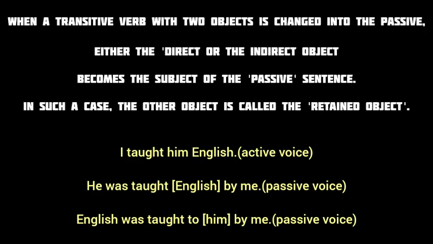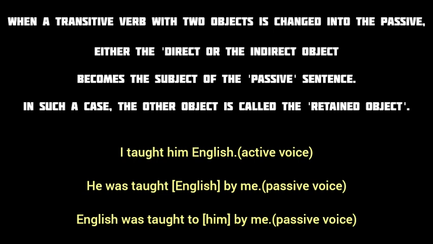But what is called the retained object in English grammar? Well, as I said earlier, some transitive verbs take two objects, and when such a transitive verb is changed into the passive voice, either the indirect or the direct object becomes the subject of the sentence. And whichever object becomes the subject of the sentence, the other object is called the retained object. In other words, if the indirect object becomes the subject of the sentence in passive voice, the direct object becomes the retained object and vice versa.